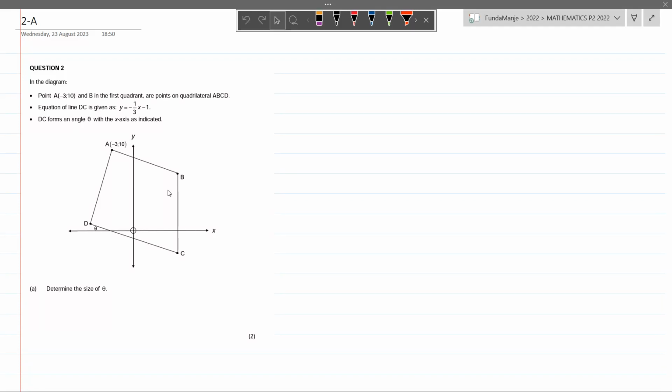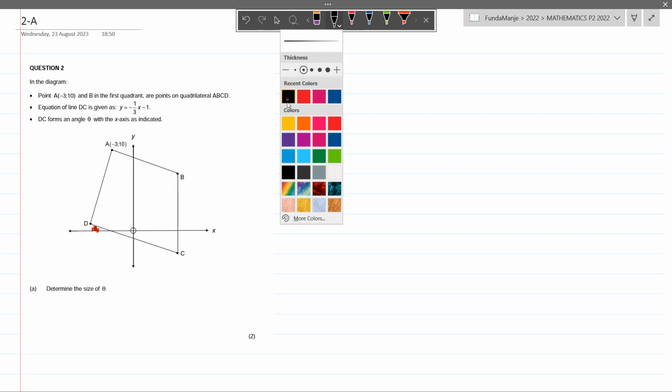Question 2 says, in the diagram, points A and B in the first quadrant are points on quadrilateral ABCD. The equation of line DC is given as y = -1/3 x - 1. DC forms an angle theta with the x-axis as indicated. So we have theta over there, if it is invisible. Determine the size of theta, which is our first question.